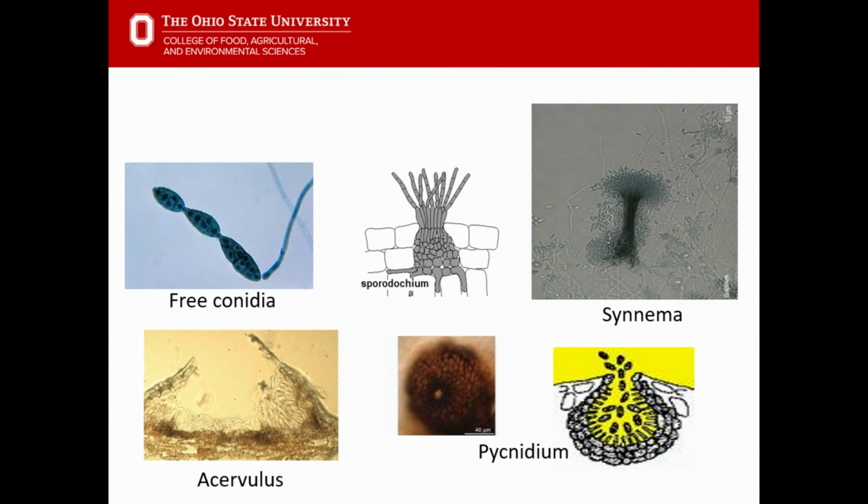The Acervulus is an erumpent cushion-like fruiting body containing conidiophores and conidia. These conidia are also mainly dispersed by water splash.